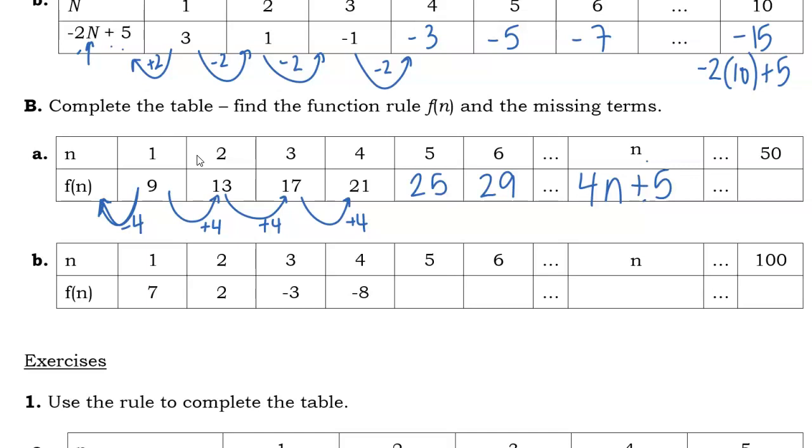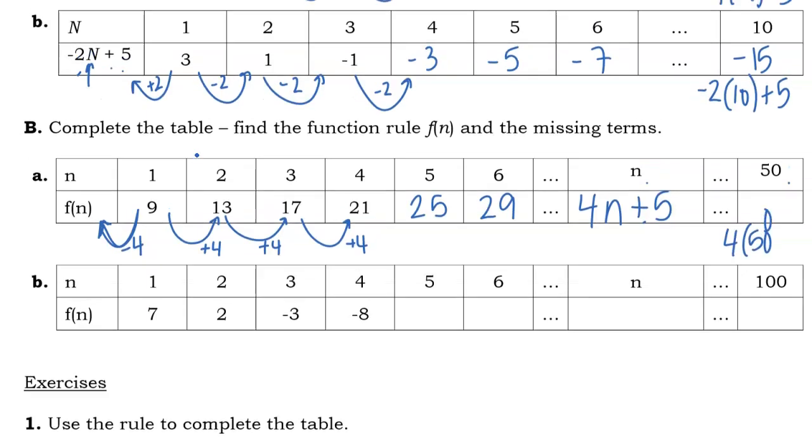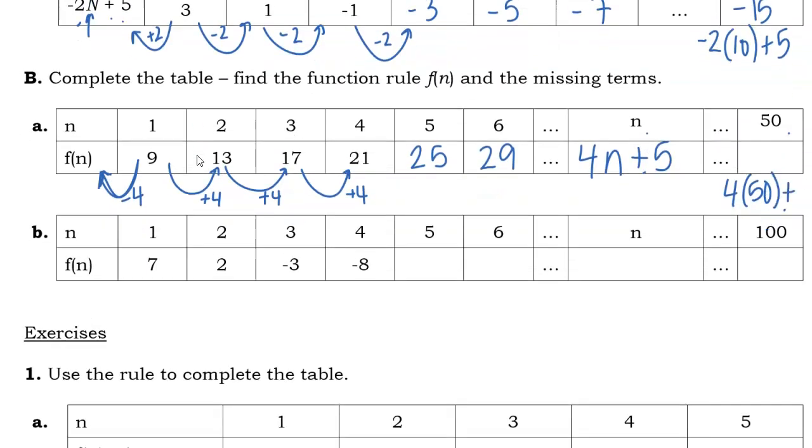Now I really don't want to go plus 4, plus 4, plus 4, plus 4, plus 4 50 times. That's going to take me a minute. So instead I'm going to plug that 50 back in for the n. Four times 50 is 200. 200 plus 5 is 205.